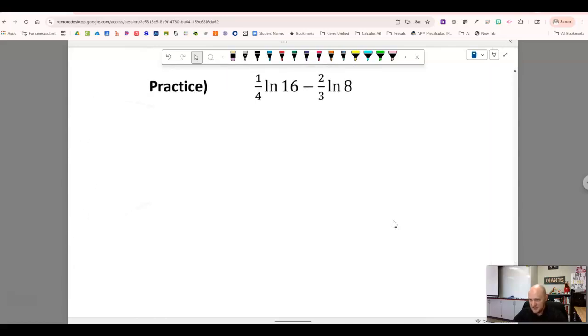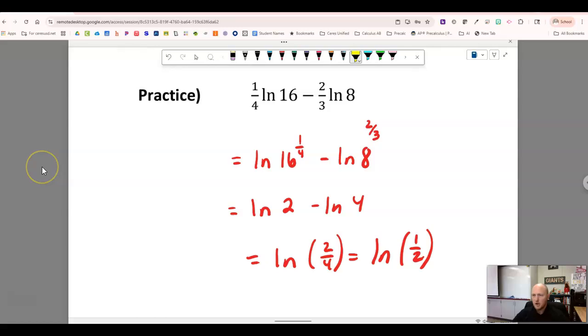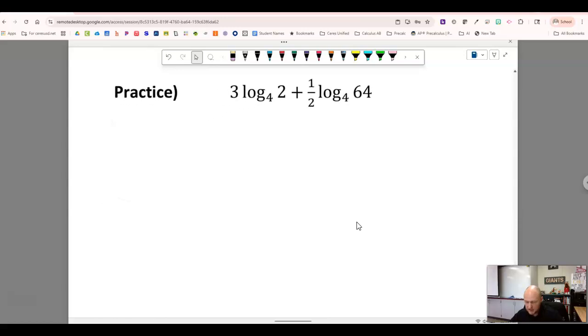Here is the next practice one. Please pause. Check this result. Okay, here in this example, again, we use the power property to move those coefficients in, and you got natural log of 2 minus natural log of 4. And then because we were subtracting, we use the quotient property. We divided them. So natural log of 2/4 or natural log of 1/2. Pretty straightforward on that one. Last two practice problems here. Please go ahead, pause this one.